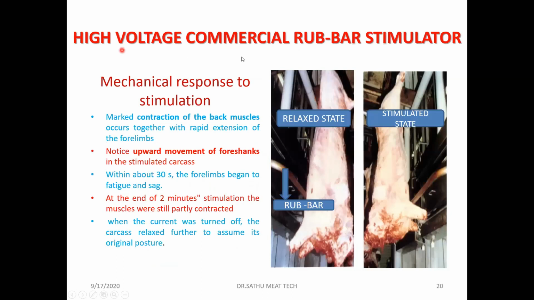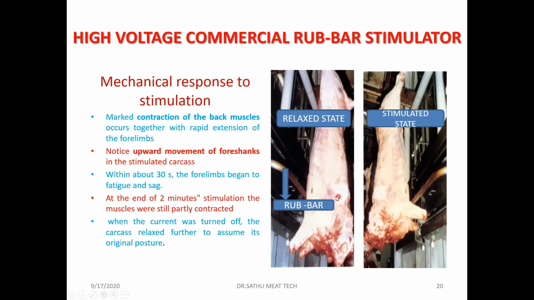Now coming to the high voltage commercial rub bar electrical stimulation. Whenever we go with high voltage, we use the rub bar electrical stimulators, because high voltage is normally followed where the throughput is very high, where the number of animals slaughtered is very high, especially in New Zealand, Australia, and America also they are using this system. You can see this is a relaxed carcass and this is a stimulated state.